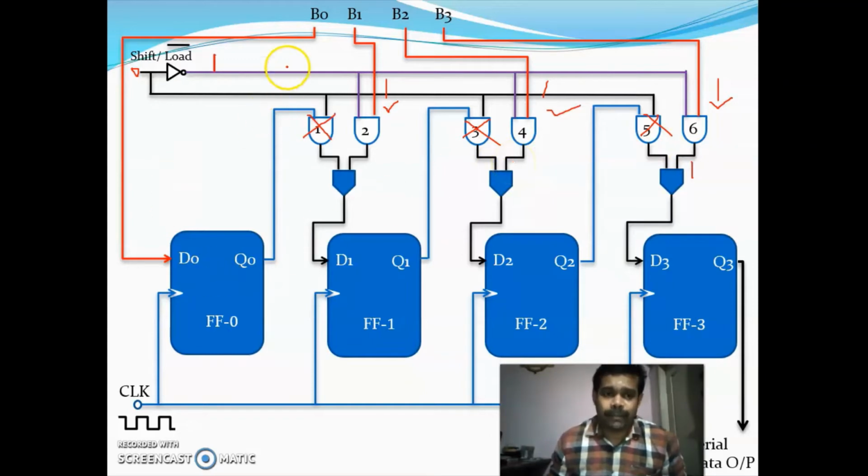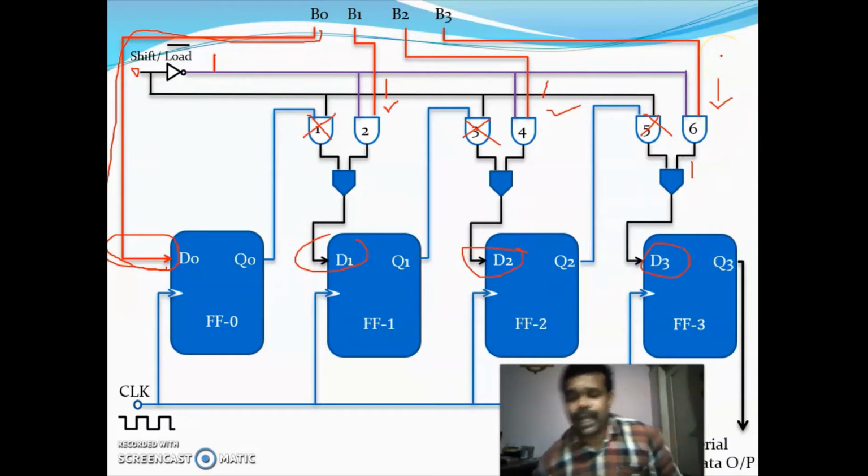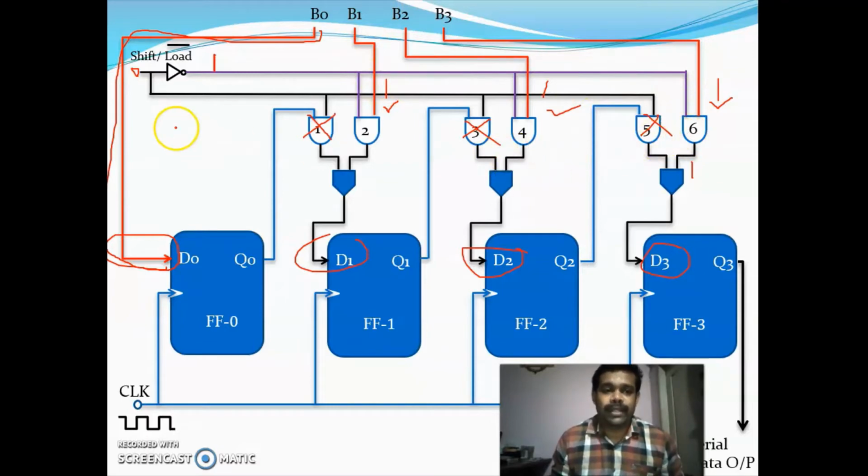Okay. For the first flip-flop, you are directly giving the input, and for the second, third and fourth, you are providing it through an AND gate and an OR gate. So this is nothing but loading of the data. Next, you will be giving a control input of 1. Initially we gave a control input of 0. When you are giving a control input of 0, data is loaded into the shift register.